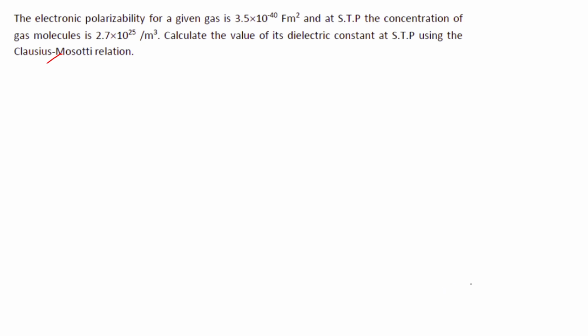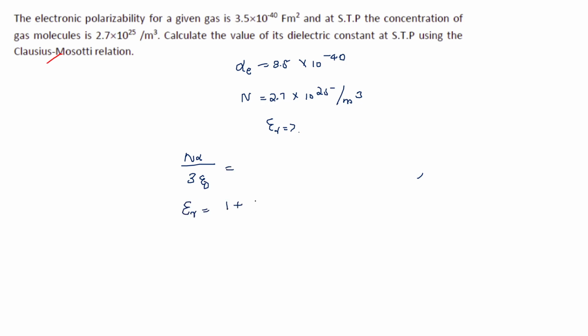So alpha e value, which is given 3.5 into 10 to the power minus 40, and N value, that is given 2.7 into 10 to the power 25 per meter cube. Okay, epsilon r you have to calculate. So similarly like the earlier problem, first you calculate N alpha by 3 epsilon 0, then substitute in the epsilon r Clausius-Mossotti equation, 2 into value divided by 1 minus the value. Okay, that's it. So I'm giving 2 minutes, just try it and let me know the answer.